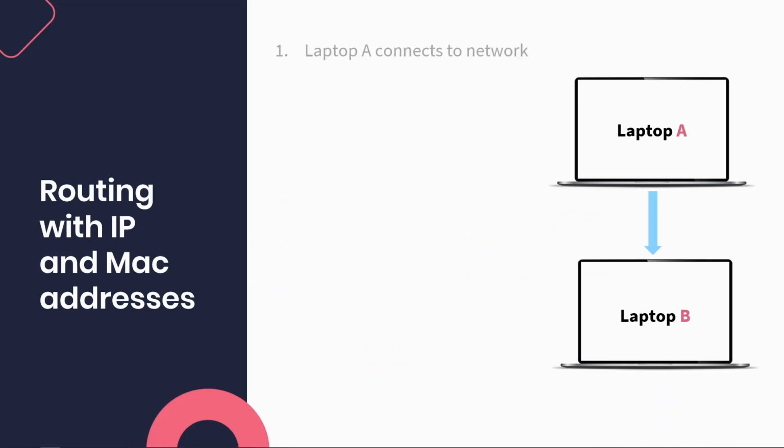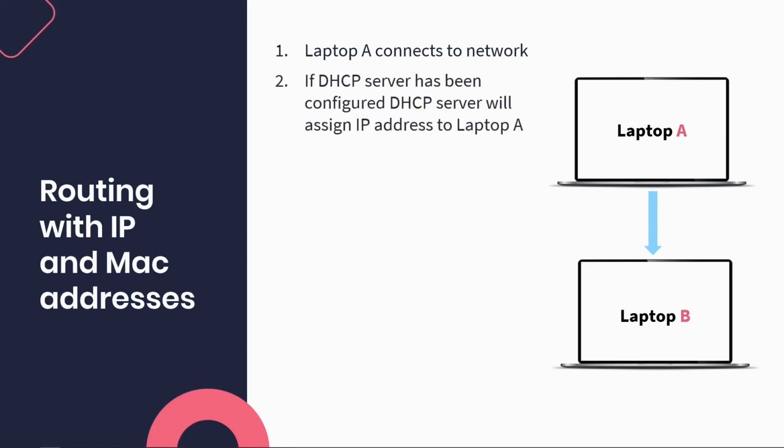Laptop A connects to a network through the use of a network interface card, either through the wired or wireless interface. If a DHCP server has been configured on the network, the DHCP server will assign an IP address to laptop A so that it can talk to laptop B. A data frame is created from laptop A. That's a packet containing the source IP, destination IP, and other information.